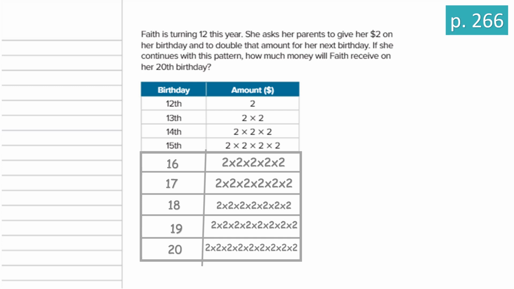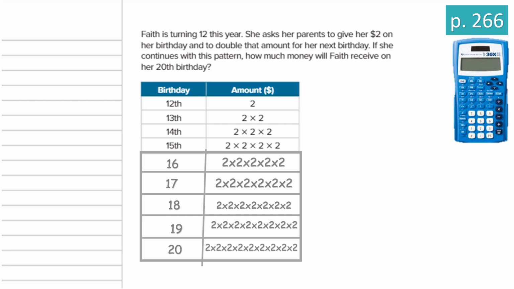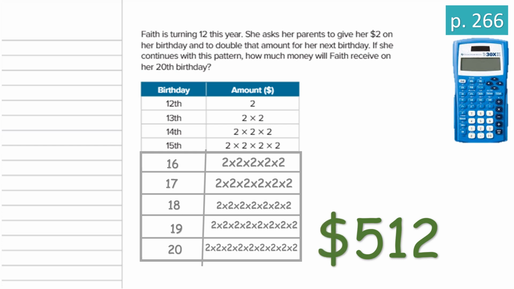So how much money would her parents give her on her 20th birthday? Well, I don't know off the top of my head, so let's use our calculator and type it in. 2 times 2 times 2 times 2 times 2 times 2 times 2 times 2 times 2 equals 512. How much money will her parents give her on her 20th birthday if they start with $2 on her 12th birthday and they double it every year? They would give her $512. That's pretty good for turning 20.